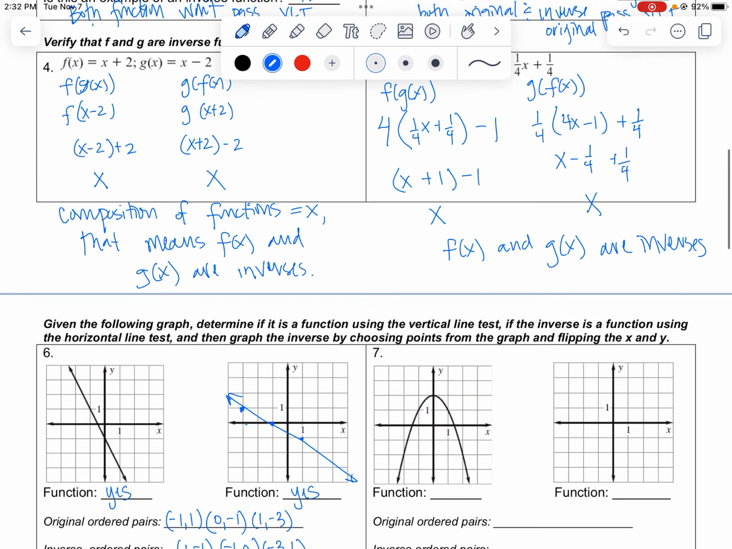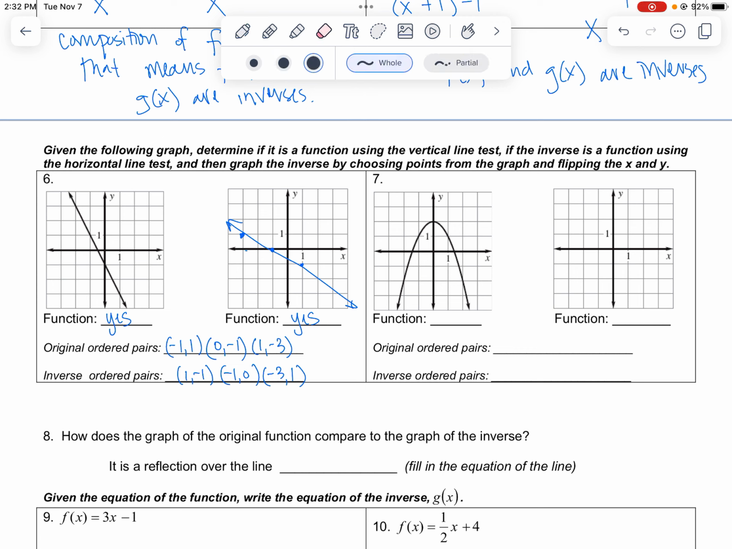Okay, in the next one, give me a moment to erase. What we're going to do is graph the function, state the ordered pairs of the inverse, and then state whether or not the function is an inverse. So, is the first graph that we see a function? Yes, it is, because it passes the vertical line test.